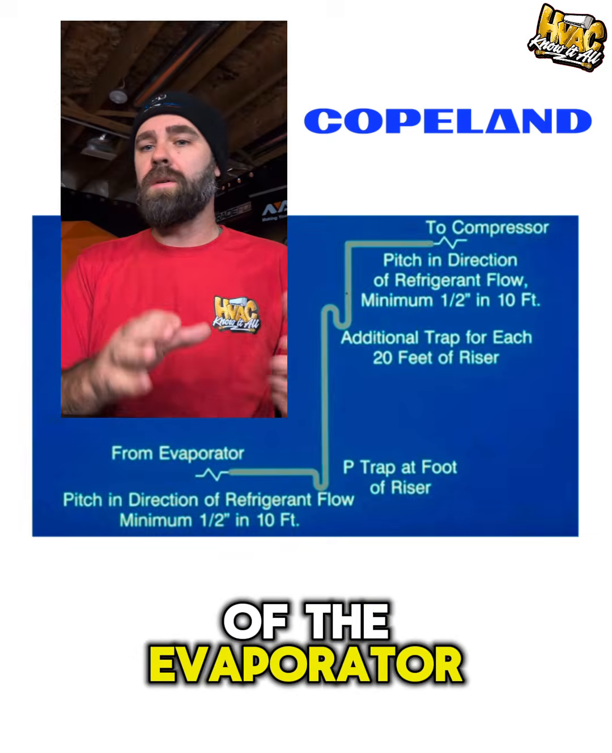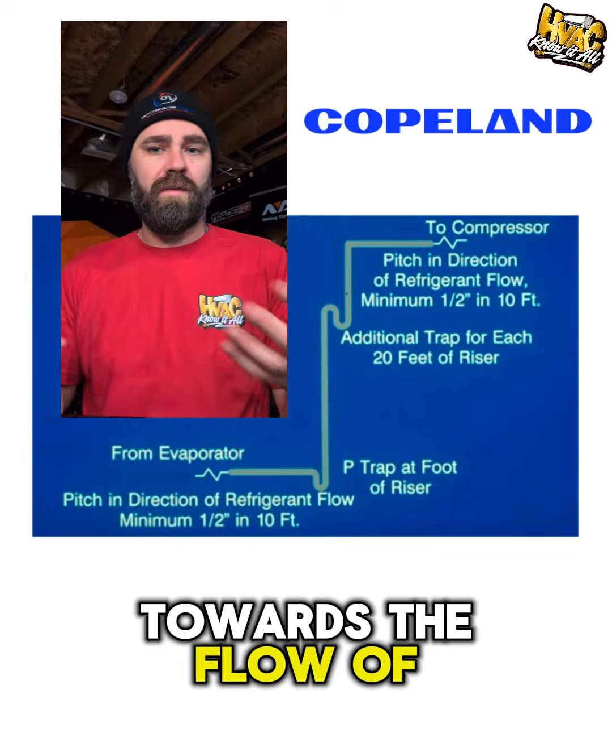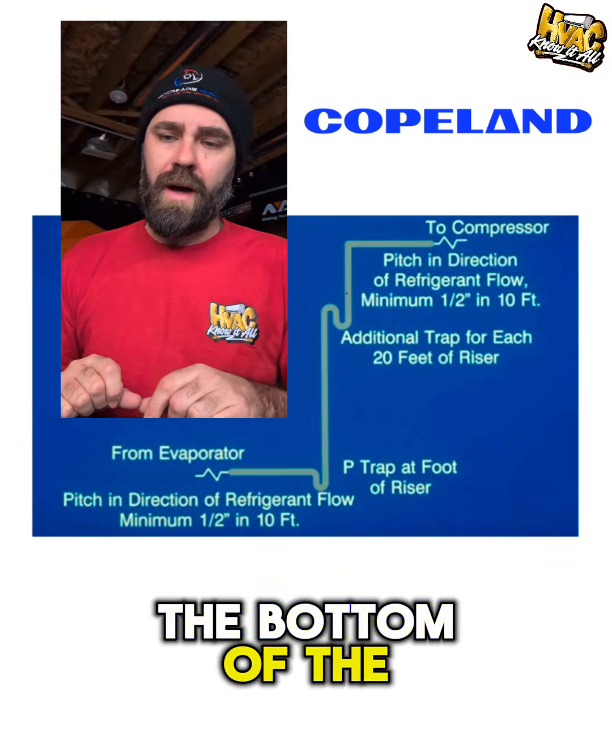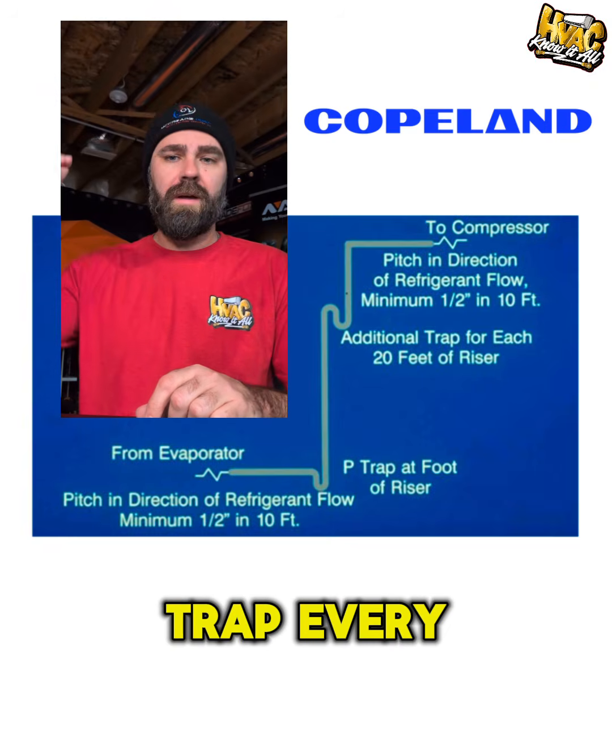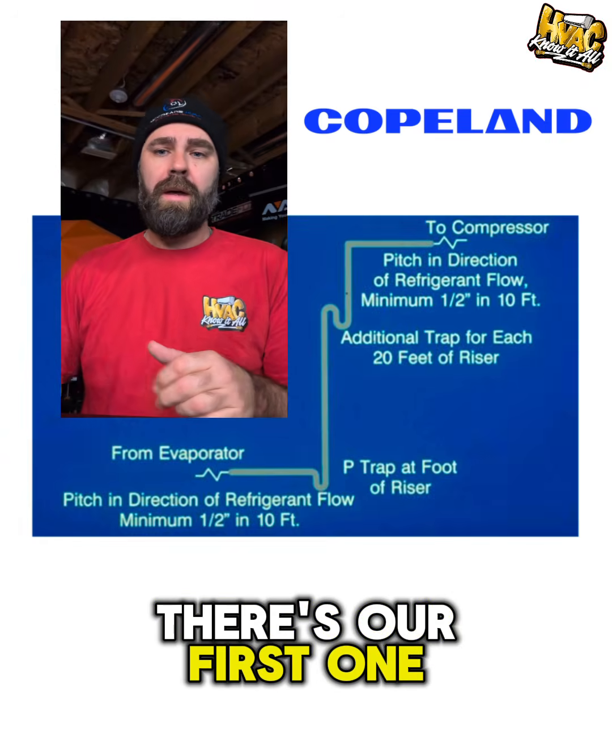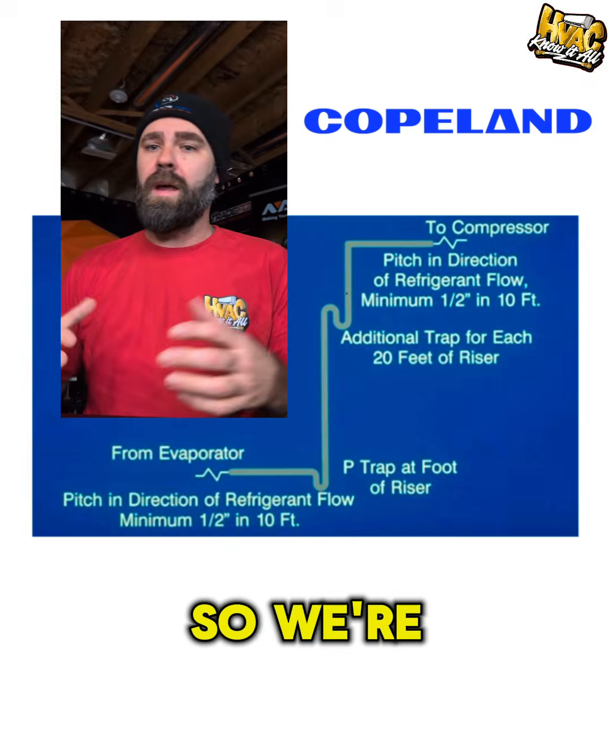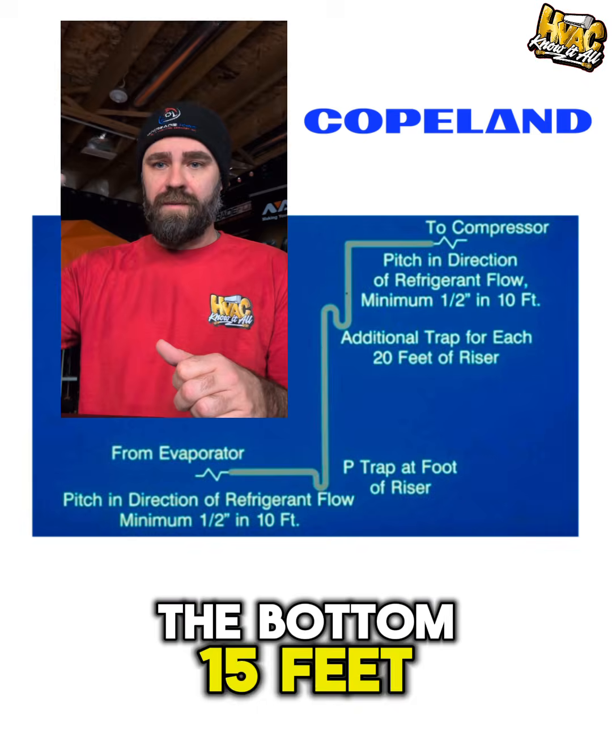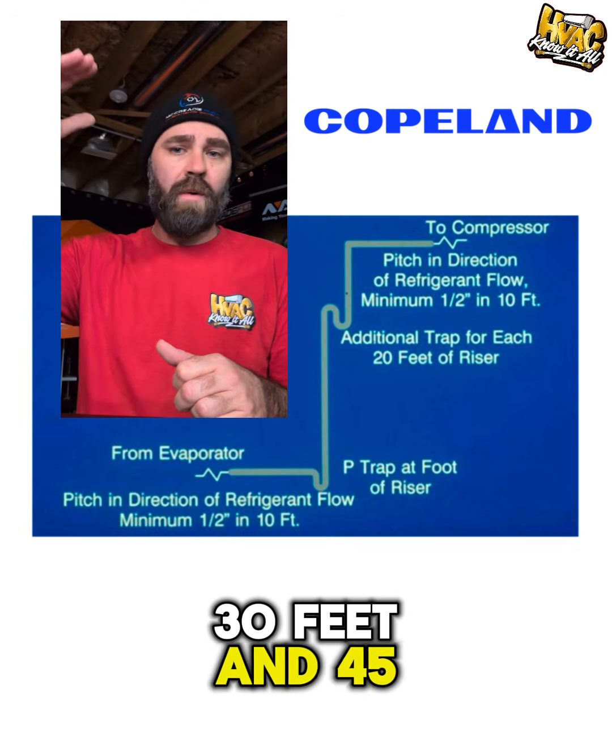We're going to come out of the evaporator. We're going to slope back towards the flow of refrigerant. We're going to trap at the bottom of the riser, and then we're going to trap every 15 feet. If we have that 50-foot riser, we're going to trap at the bottom. There's our first one, and every 15 feet up. So we're going to end up with one at the bottom, 15 feet, 30 feet, and 45 feet.